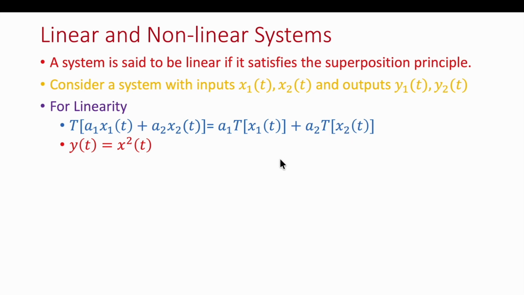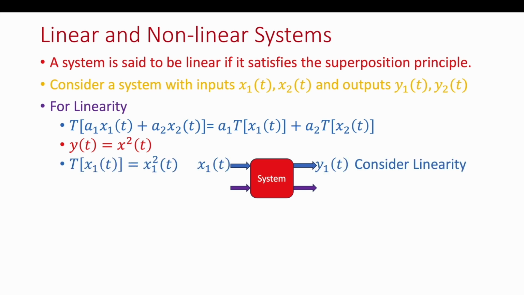the transform of x2(t). For example, if we have a system whose response is given by the equation y(t) equals x squared(t), that is a system which has certain inputs x1(t) and the output is given as y1(t). So considering the linearity, we will take the individual inputs. For the individual input x1(t), the system's response will be x squared(t); whatever the input is, it will just take the square of that input.